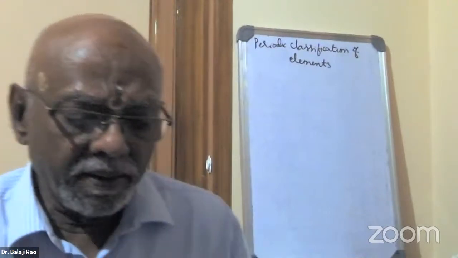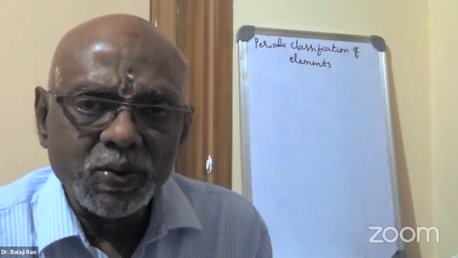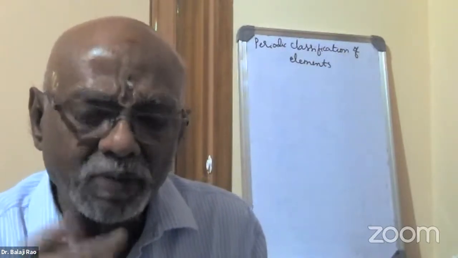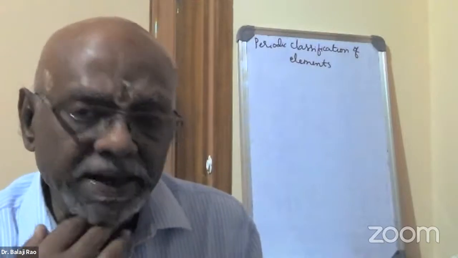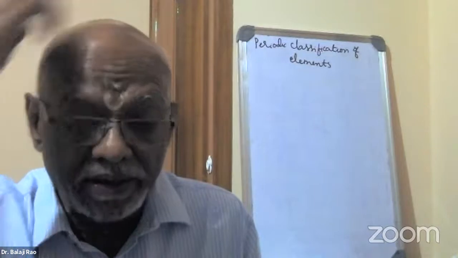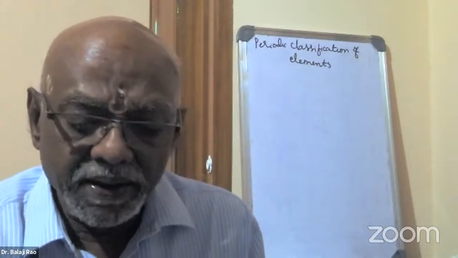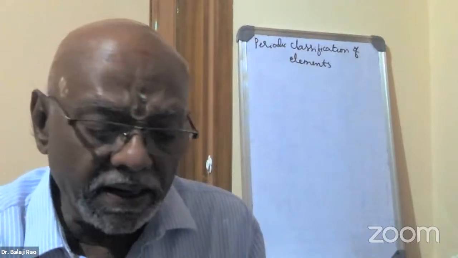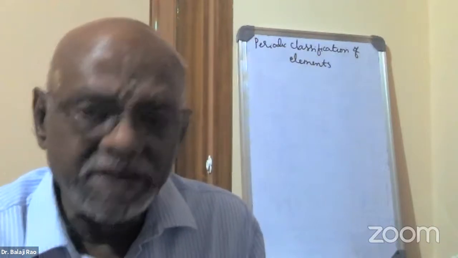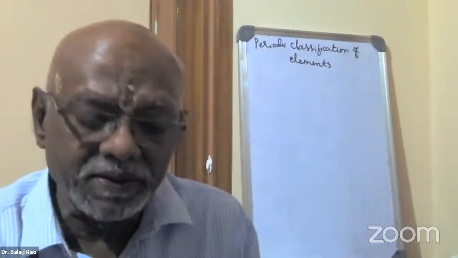Then after that, for almost 2 centuries, there was no pronounced activity, till 1829, when Johann Dobereiner, I think he was a Swedish chemist, discovered halogens and alkali metal triads. He discovered a triad. We'll be talking about this triad as we go on further.